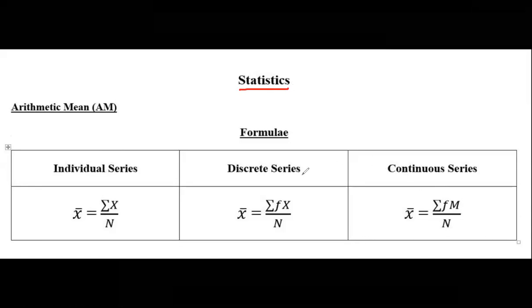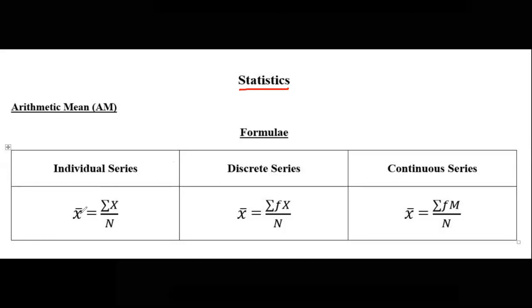But in today's class, we will just learn about the individual series and the discrete series. So what are the formulas? Because we need to know the formulas of these two. For the individual series, the formula is mean equals summation x by n. We have learned this formula before also. Summation means sum, plus, whatever numbers are given, we need to add those numbers. N means how many numbers are there. So that is a quick revision for this topic.